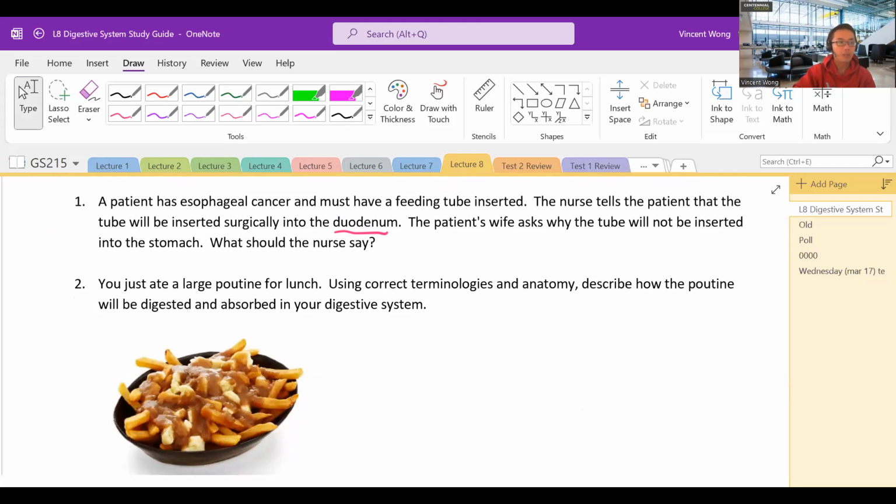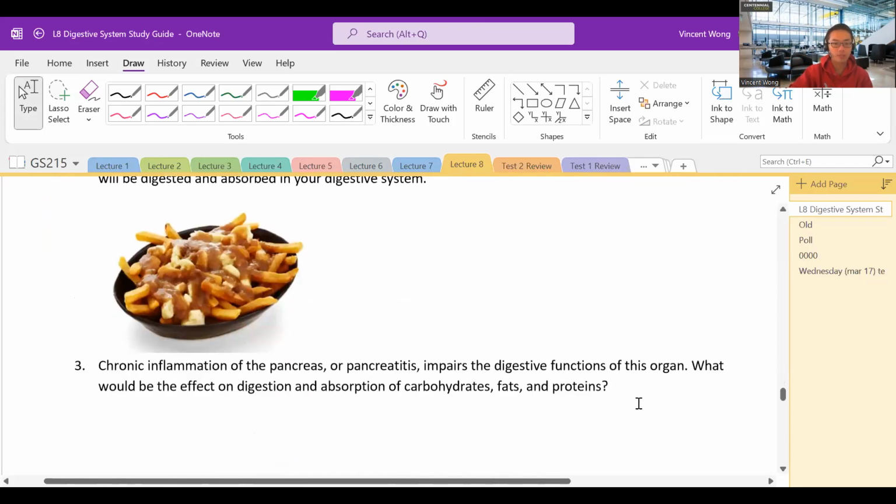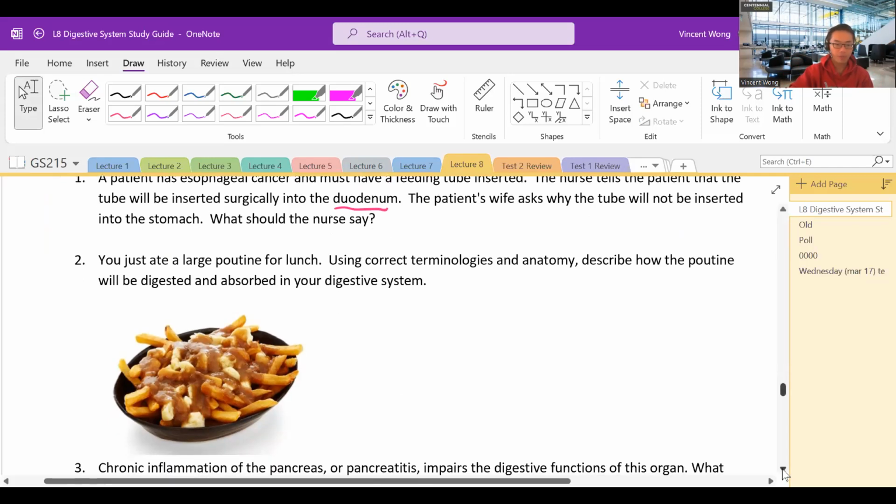Okay, you just ate a large poutine. Use correct terminology and anatomy. Describe how poutine will be digested and absorbed in your digestive system. Pretty straightforward question. For those of you who don't know what a poutine is, it's basically French fries with gravy on it. So what kind of macromolecules do we have when you eat something like that?